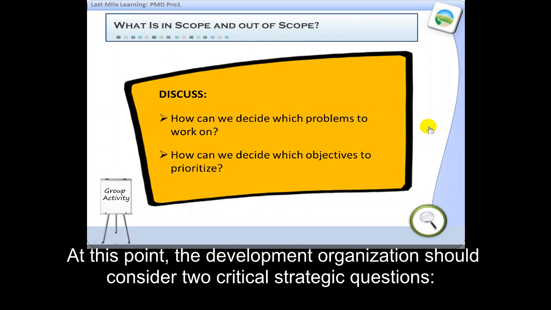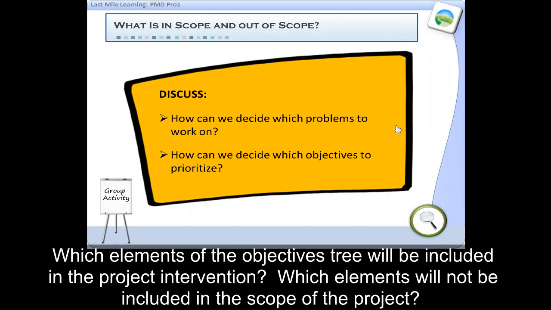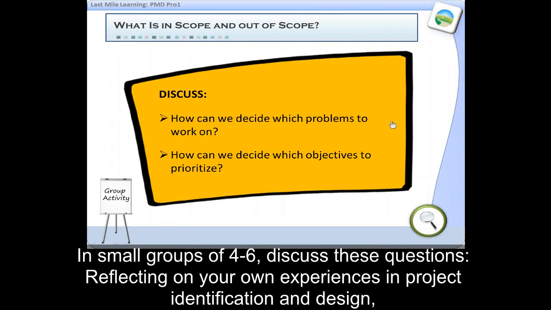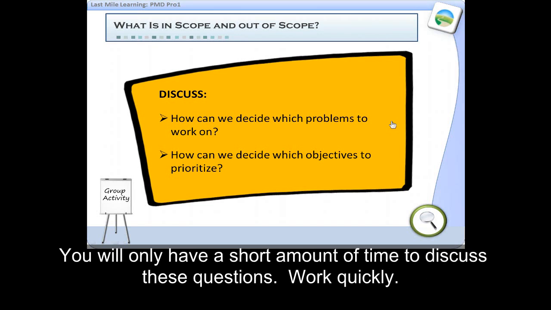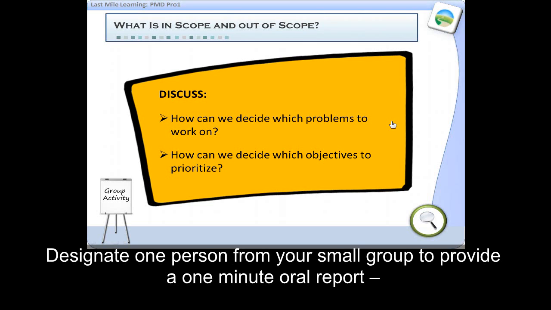At this point, the development organization should consider 2 critical strategic questions. Which elements of the objective tree will be included in the project intervention? Which elements will not be included in the scope of the project? Reflect on these 2 questions based upon your own experiences in project identification and design. How do you decide which problems to work on? And how do you decide which objectives to prioritize?